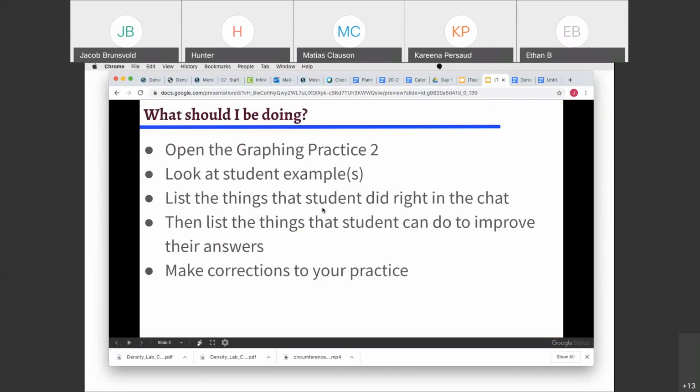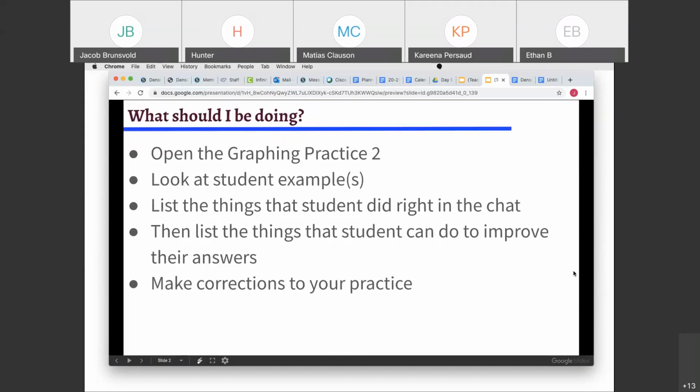Let's try that again. So what should you be doing? Open graphing practice 2 in Notability. Again, we're going to take a look at a couple student examples. We're going to follow the same format as yesterday. List the things that the student did right in the chat. Then list the things that the student can do to improve their answers. And lastly, just make corrections to your practice. If you have any questions about any of this, now would be the time to ask.